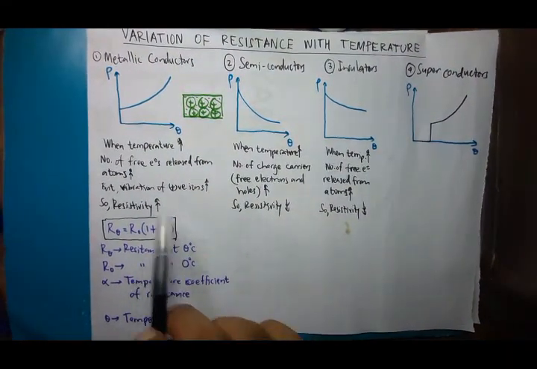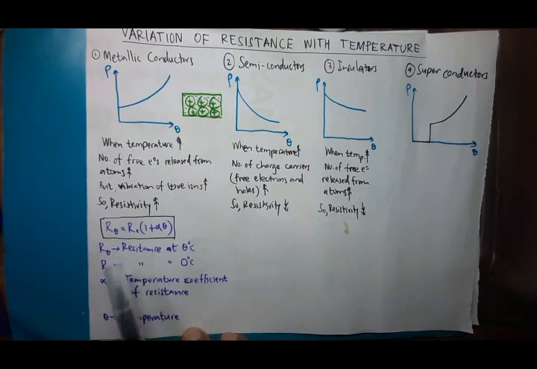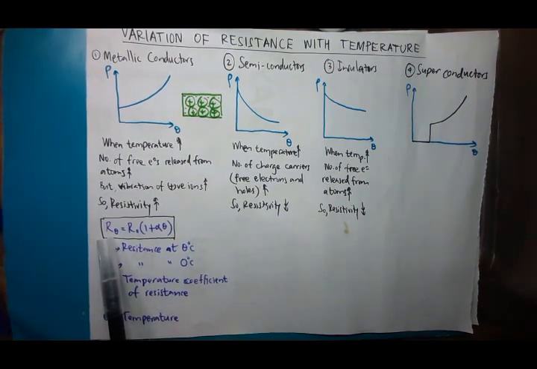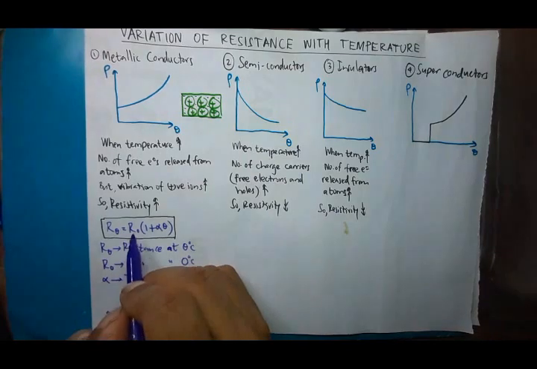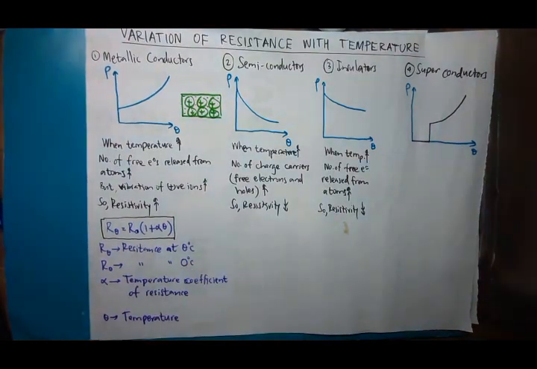All right, so this is the equation which gives the resistance of a metallic conductor. Now R theta is the resistance of that particular resistor at a particular temperature theta, and R naught is the resistance of that resistor at 0 degrees Celsius. Then 1 plus alpha theta, where alpha is a coefficient which depends on the material. For copper it will have a different value, for aluminium it will have a different value. That alpha is called the temperature coefficient of resistance, and theta is of course the temperature of that conductor.